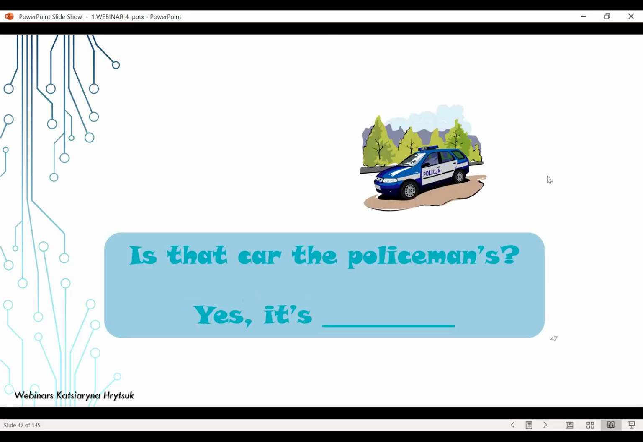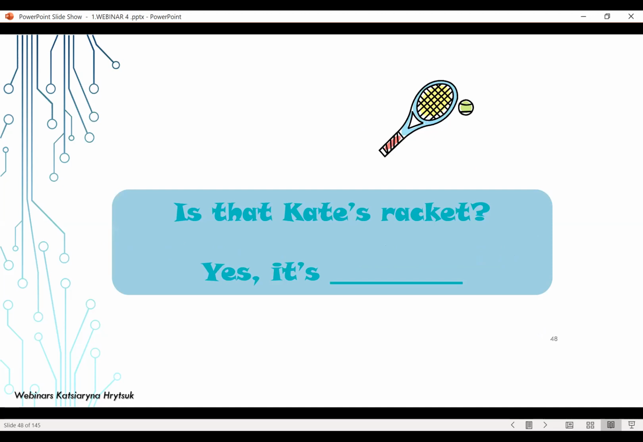Vika? Is that car the policeman's? Yes, it's his. Absolutely. So policeman, he, so his. Yes, it's his. Okay.